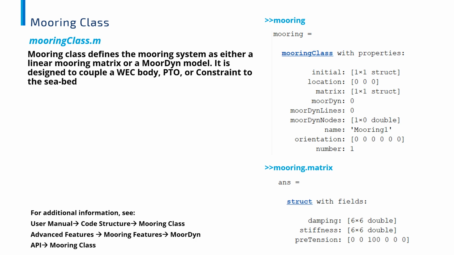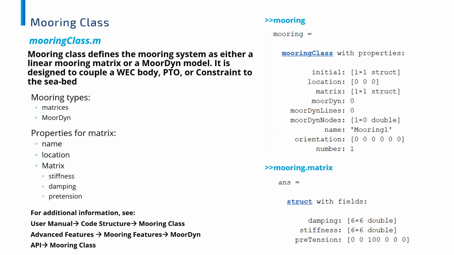To prescribe an external force that is applied via a mooring system attached to a WEC body, power takeoff, or constraint, use the mooring class. The mooring class has two methods associated with it, a mooring matrix, whose parameters are linear and shown down at the lower right, or as an advanced feature, a MoorDyn link that is used to describe much more complicated mooring systems. Here we'll only be talking about the former of those, the linear mooring matrix.